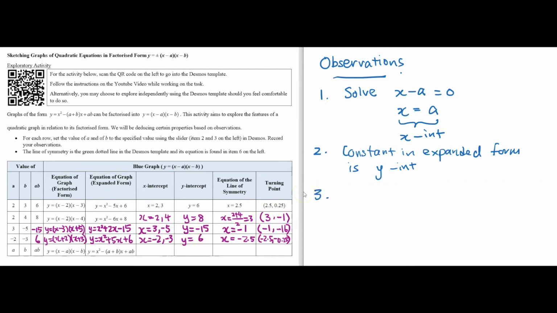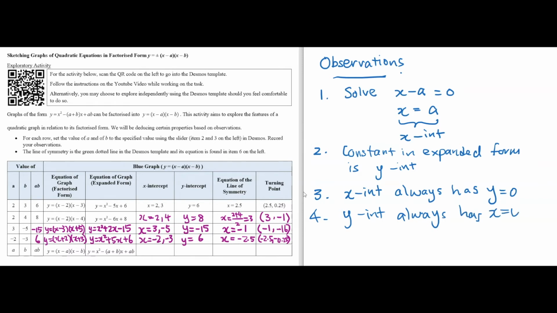And point number 3 I observe is that the x-intercept always has y equals to 0 as the y coordinate, and then lastly y-intercept always has x equals to 0 as the x coordinate. So we'll put this observation aside first.